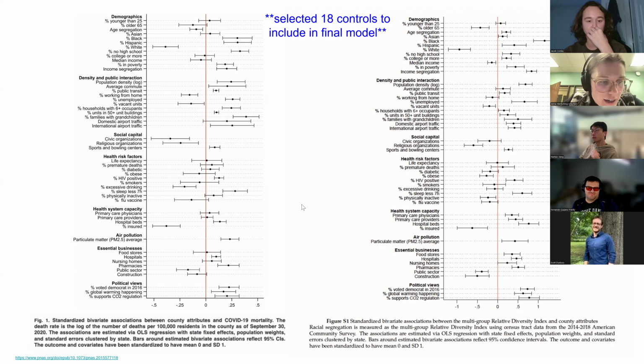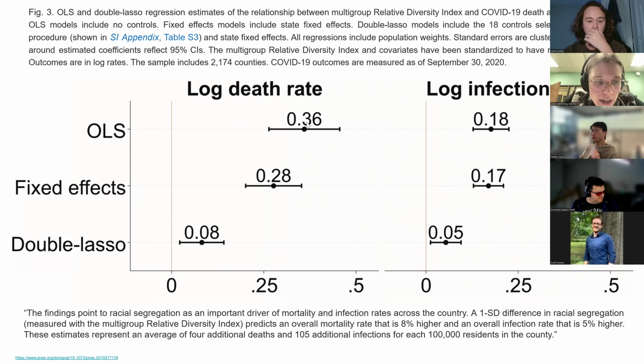So on the next slide, we can see the main results. What they did was they ran an OLS regression with no controls. So it was just the main independent variable, segregation, regressed on COVID-19 mortality. We can see that the coefficient here was about 0.36. And then they added in fixed effects for state. You can see a bit of a reduction in that coefficient. And then with the double lasso regression, we can see that our coefficient has reduced quite a bit.